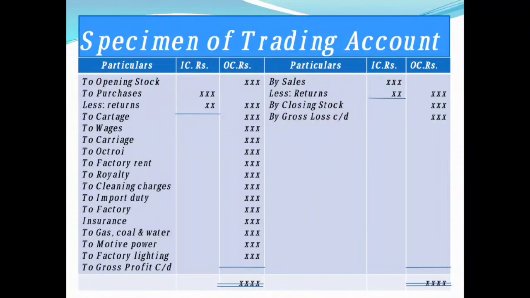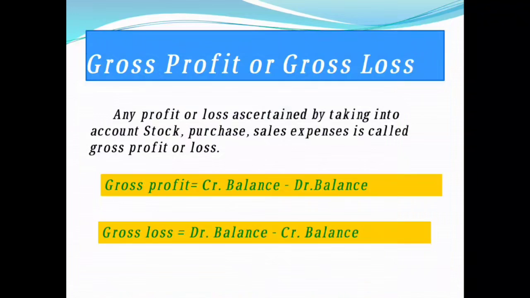Okay, then whatever expenses we have recorded here like cartage, wages, carriage, octroi, factory rent, royalty, cleaning charges, import duty, factory insurance, all these things whatever we are having, these all are direct expenses which are involved to produce a product here. Okay, this is the specific format you have. With the same format you have to go. Okay, don't change the format according to your convenience.